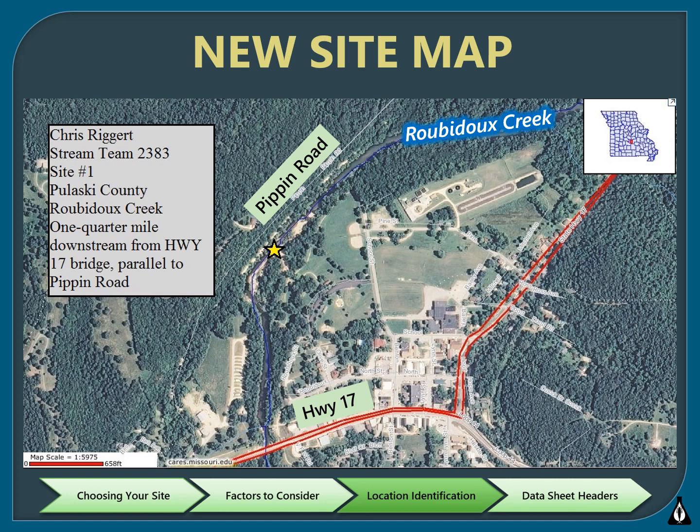from a road crossing. So their physical site description is 1/4 mile downstream from Highway 17 bridge, parallel to Pippin Road. So this is a clear site description using permanent landmark features. They've also provided additional helpful information such as Pulaski County. So say these are common road names, or this is a common creek name such as Turkey Creek.